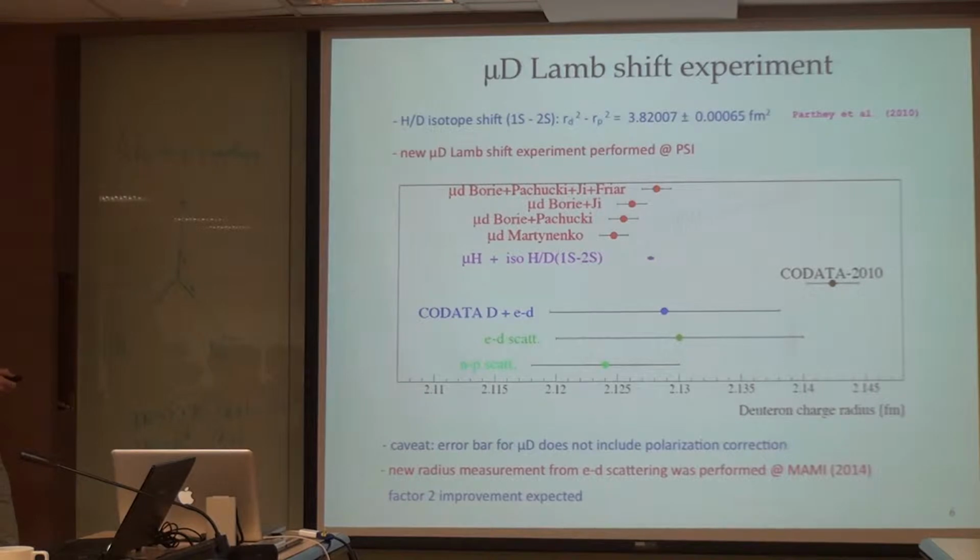Now this is a busy plot, so I will just guide you through it. What is shown on this plot firstly is the measurement of electron-deuteron scattering, so this is the ordinary scattering experiment.